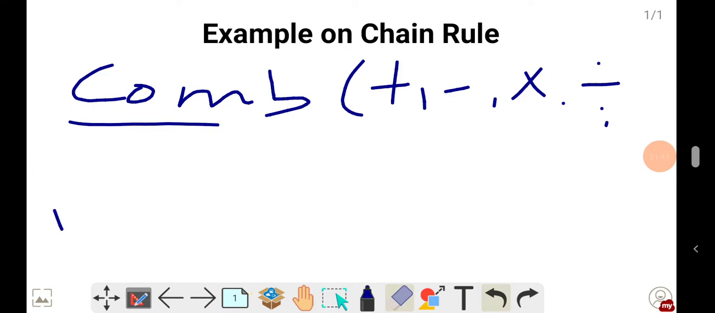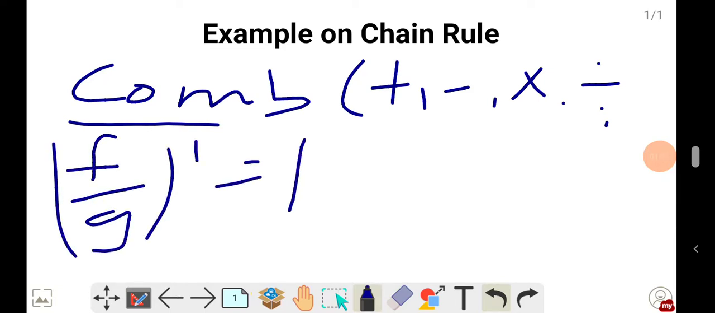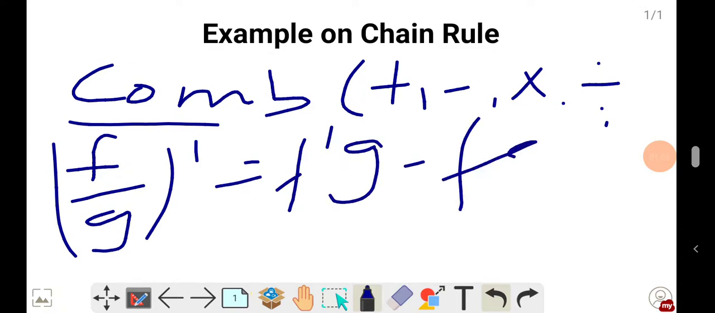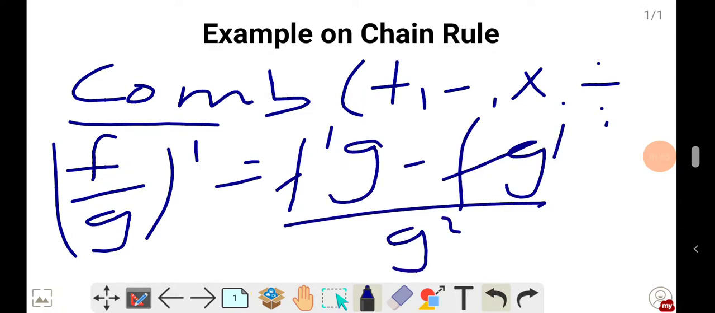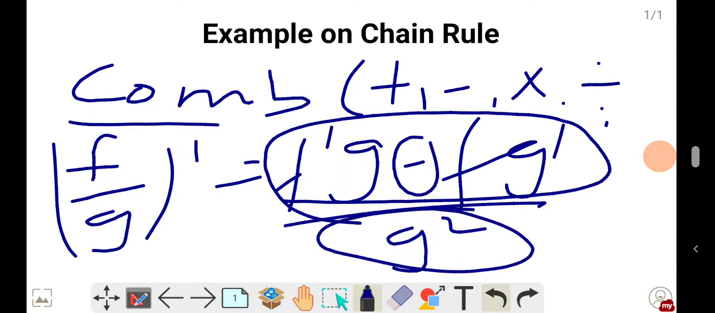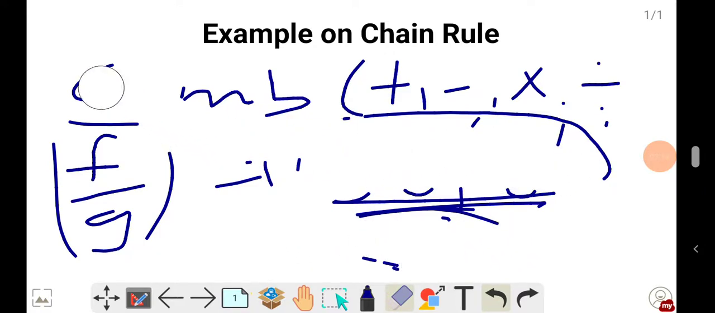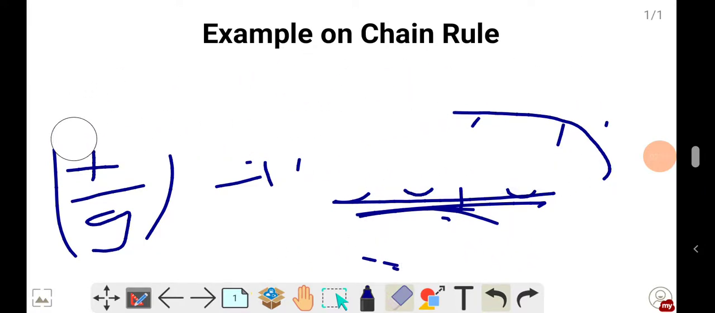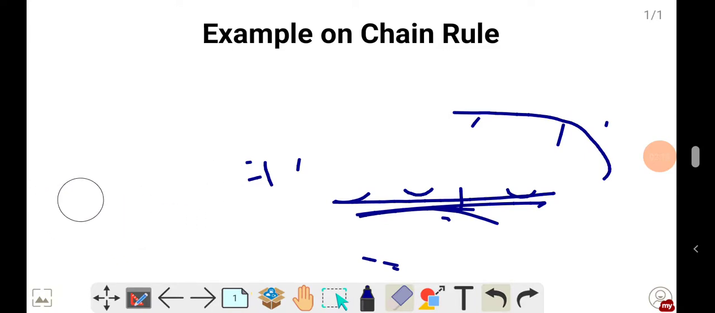The third one is division, or the quotient function. The derivative of f over g is the same as f derivative times g minus f times g derivative, over g squared. This is the quotient rule. The numerator is the same as in multiplication, but the middle operation here is minus, and the denominator will be squared. All of these we call combination, because the functions are combined with each other by one of the mathematical operations. But composition is not like combination.